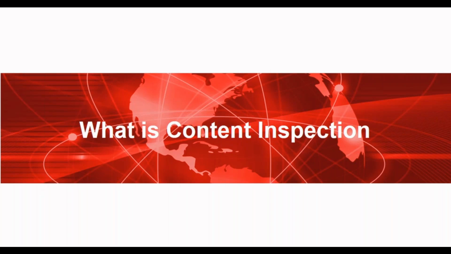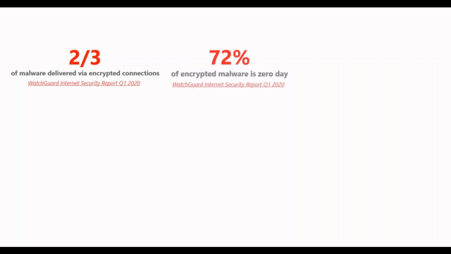Okay, so let's get started here. We need to know the definition of content inspection. But before going to that, we need to understand why we need content inspection. Some of the information here is related to the WatchGuard Internet Security Report of Q1 2020. The first number that we have is that 2/3 of the malware is delivered via encrypted connection. 72% of the encrypted malware is 0-day, which is a big number.